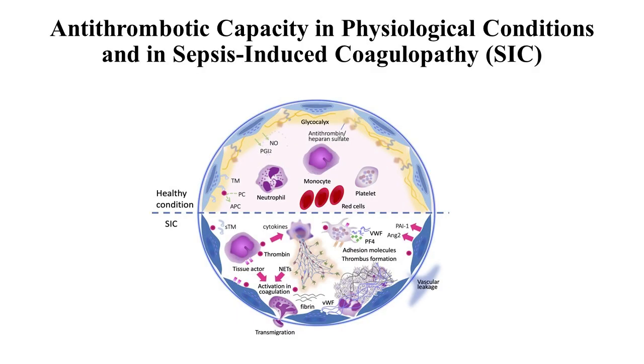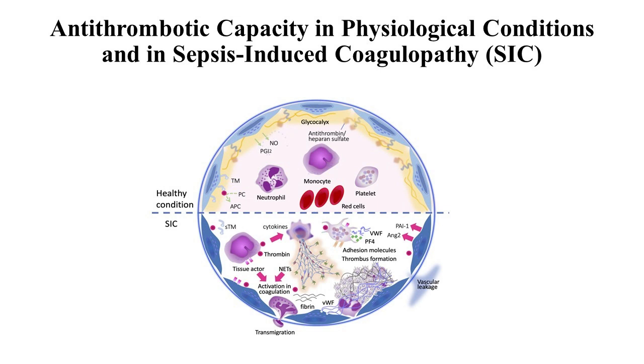This slide compares the antithrombotic capacity of the endothelium under physiological conditions with what happens during sepsis-induced coagulopathy, SIC. The upper half represents the healthy state, while the lower half illustrates the pathological changes occurring during sepsis. Under normal physiological conditions, the vascular endothelium maintains a strongly antithrombotic surface. The endothelial glycocalyx forms a protective barrier that prevents direct contact between circulating blood cells and the vessel wall. Endothelial cells produce nitric oxide, NO, and prostacyclin, PGI2, which inhibit platelet activation and promote vasodilation.